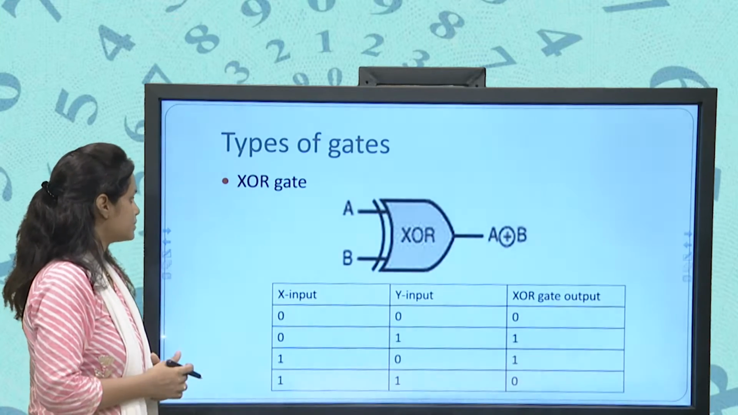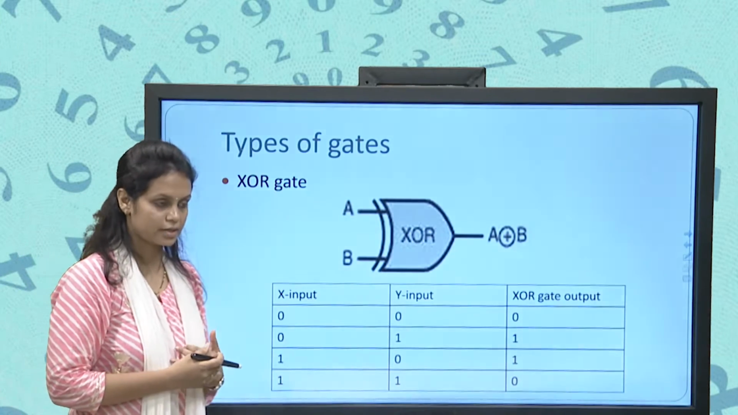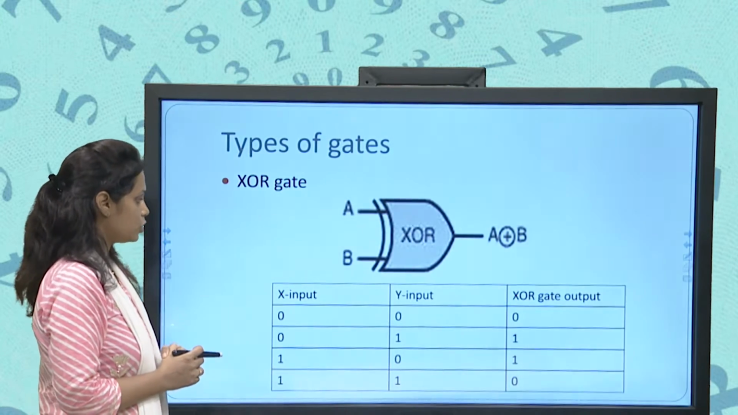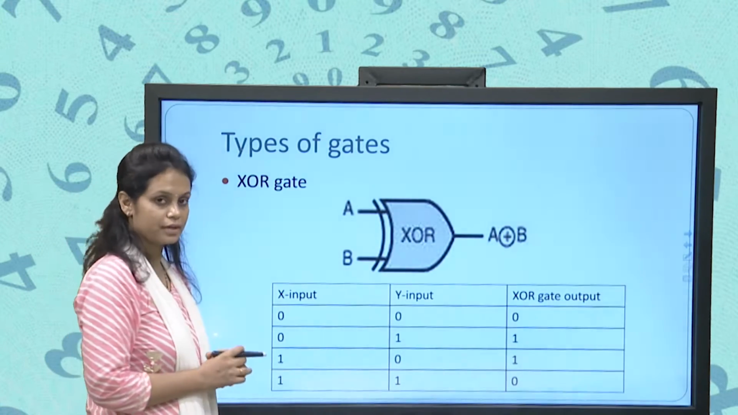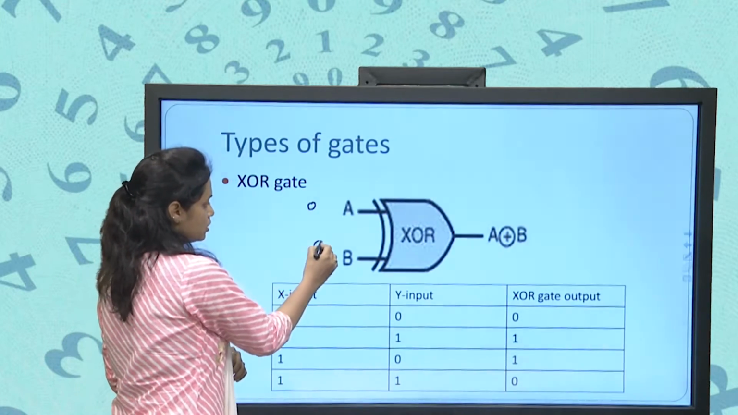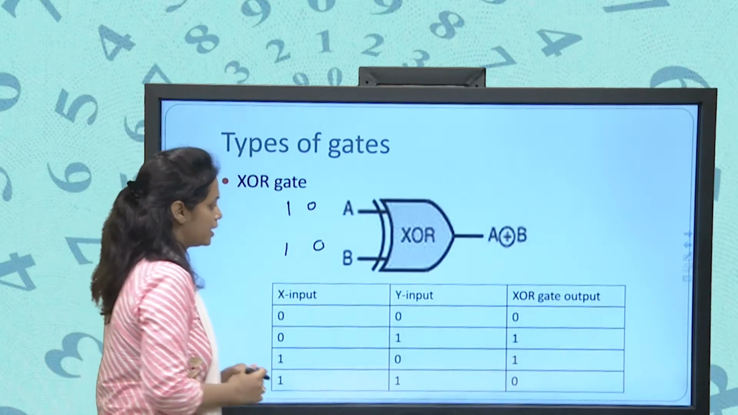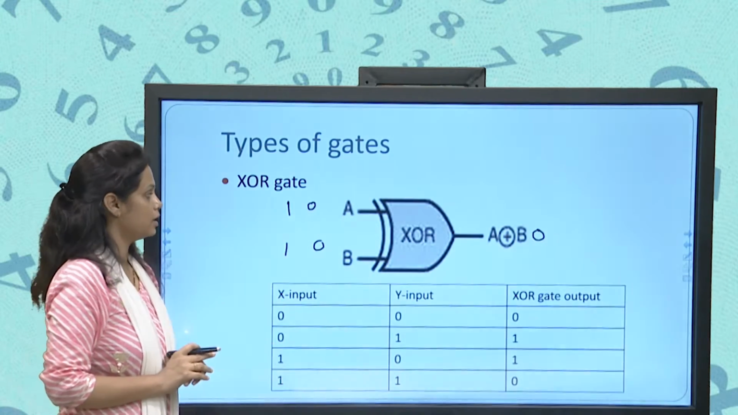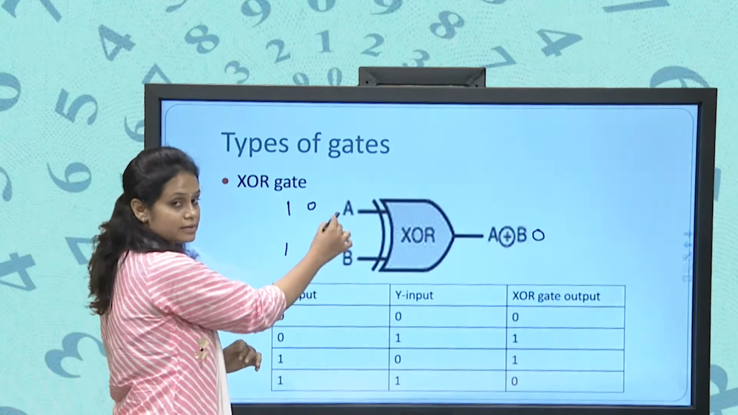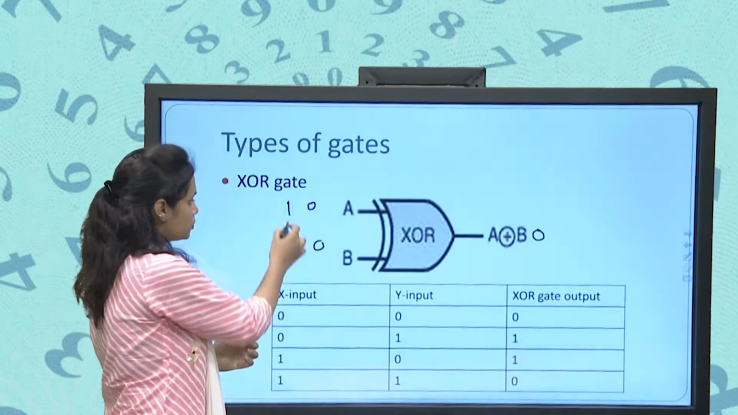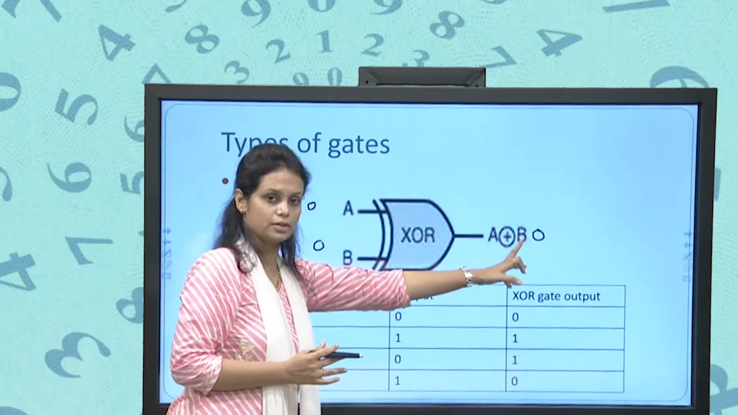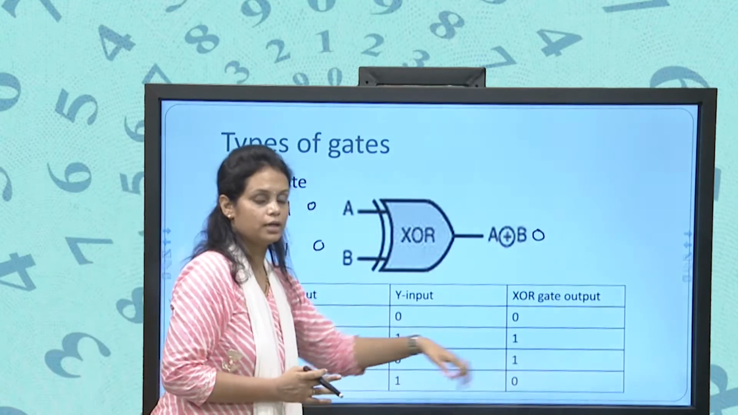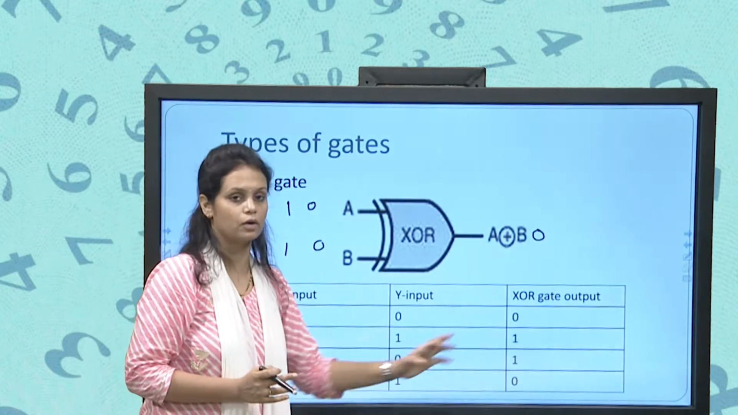Okay. Next is the XOR gate. We have seen in the previous lecture the procedure behind the XOR gate. If your 2 inputs are the same, then the output is 0. Means, if your inputs are 0 0 or 1 1, then the output is 0, otherwise your output is 1. If your input is like 0 1, then the output is 1. If your input is like 1 0, then also the output is 1.